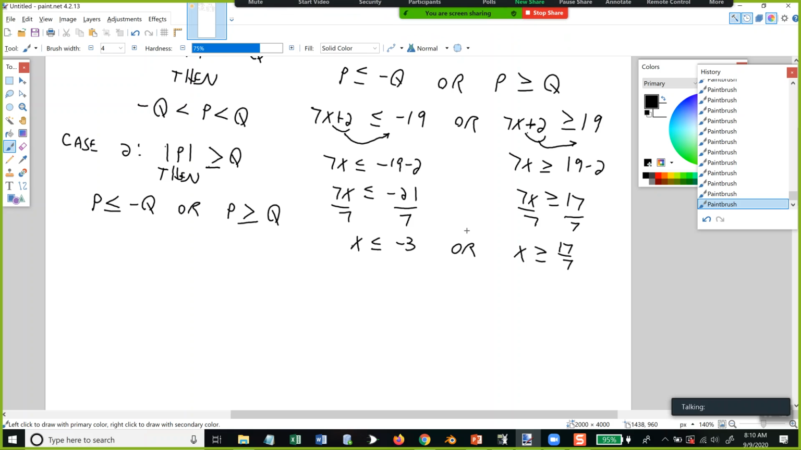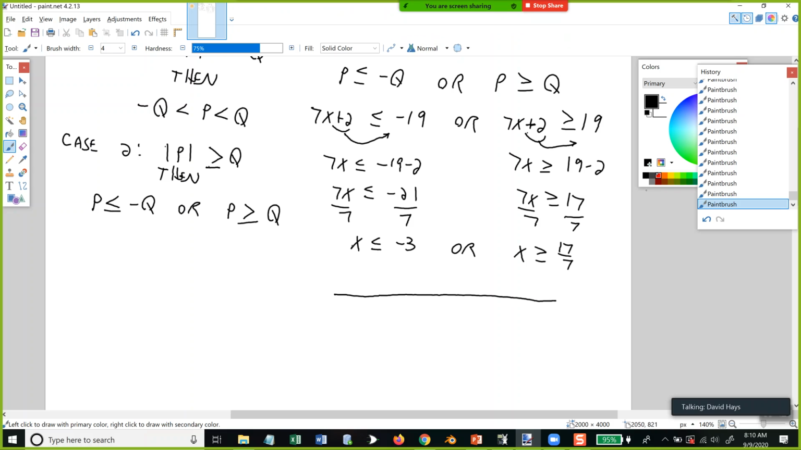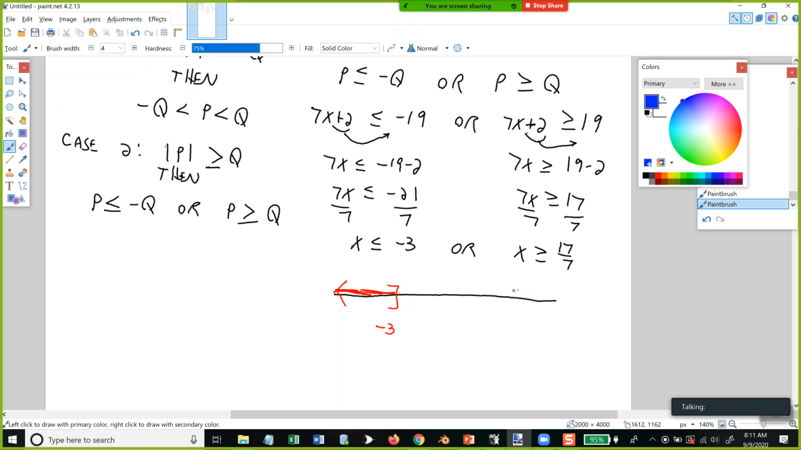If I were to graph it, we saw the OR last time. Remember, x is less than or equal to negative 3 would look like that. X is greater than or equal to 17 sevenths would look like this. Now our answer with an OR is where everything is shaded. So where you see any shading, that's your answer.